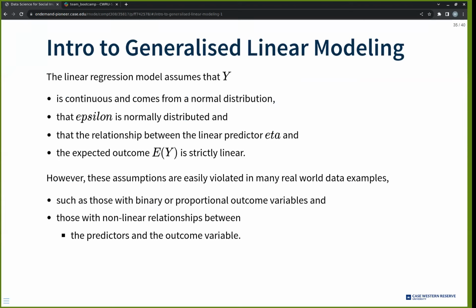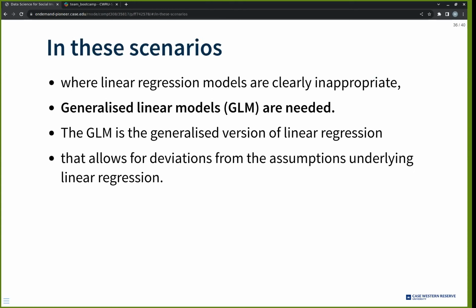But in real world examples, what you'll find is that these assumptions are very easily violated. So what to do? In that case, you need tools that can help you bypass these restrictions of the four assumptions. That's where GLM comes in. Where linear regressions are not appropriate, GLMs are needed. GLM is the generalized version, so it allows for deviation from the assumptions that underlie linear regression. These take into account the deviance or the deviation from the assumptions.